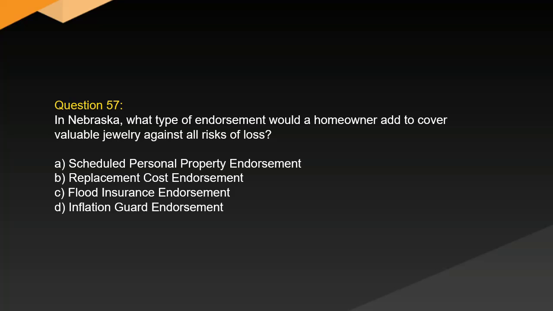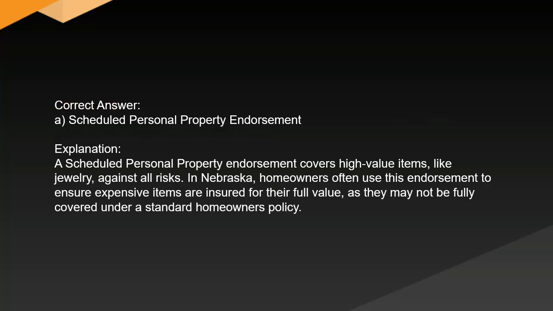Question 57. In Nebraska, what type of endorsement would a homeowner add to cover valuable jewelry against all risks of loss? A. Scheduled personal property endorsement. B. Replacement cost endorsement. C. Flood insurance endorsement. D. Inflation guard endorsement. Correct answer: A. Scheduled personal property endorsement.